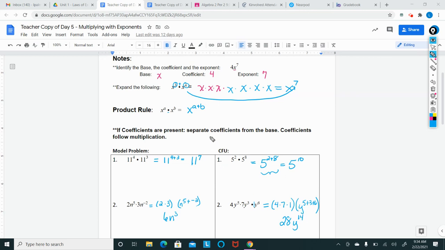And this is how we multiply with exponents, always remembering that coefficients get multiplied, exponents get added.